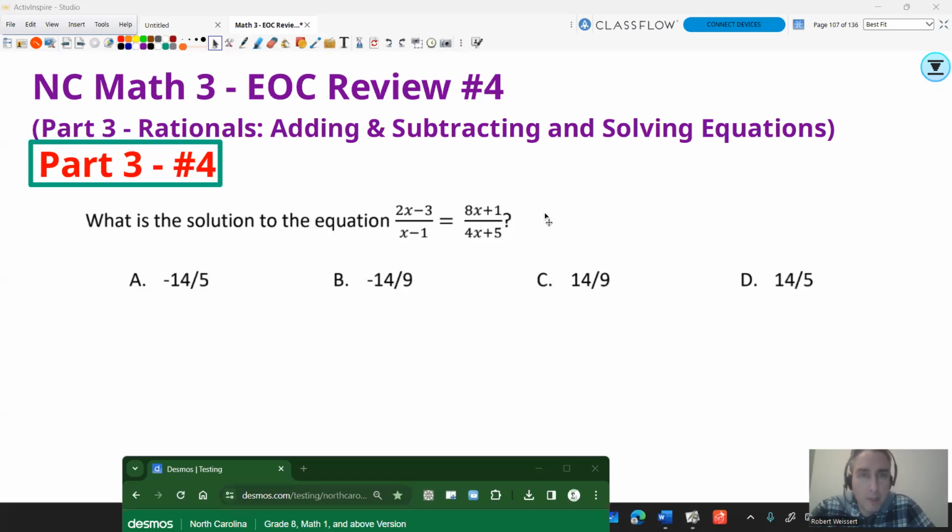All right, we're on part 3, number 4. This is another rational equation. We can try the graph again. Left side and right side, 2 separate graphs, see where they cross.